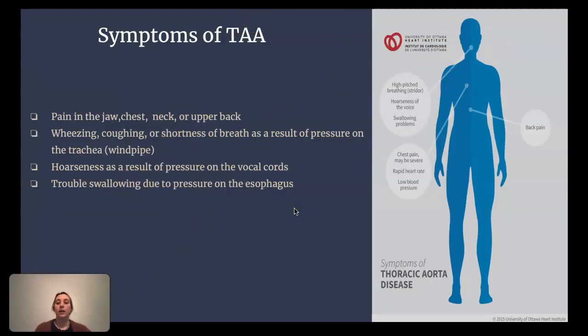Symptoms of TAA. You will feel pain in your jaw, chest, neck, or upper back, wheezing, coughing, or shortness of breath as a result of pressure on the trachea, hoarseness as a result of pressure on the vocal cords, and trouble swallowing due to the pressure on the esophagus.